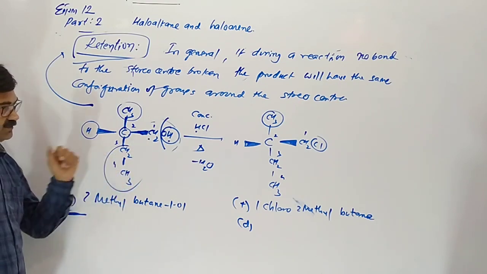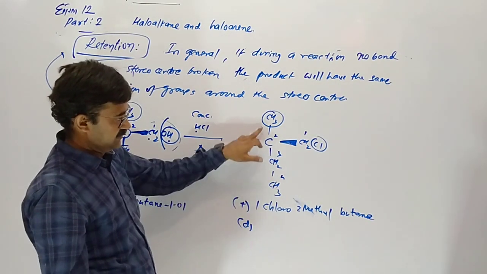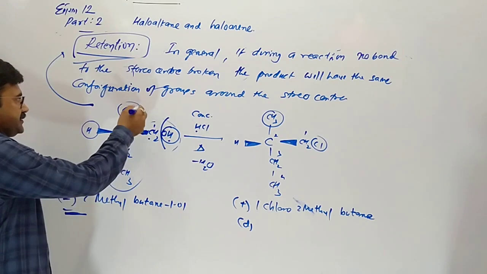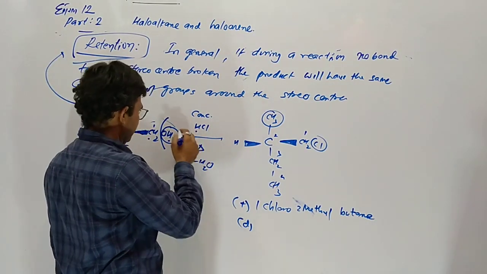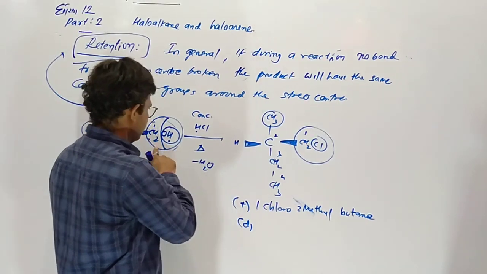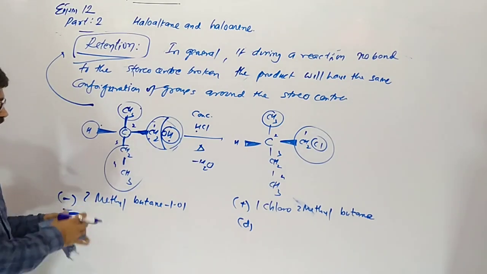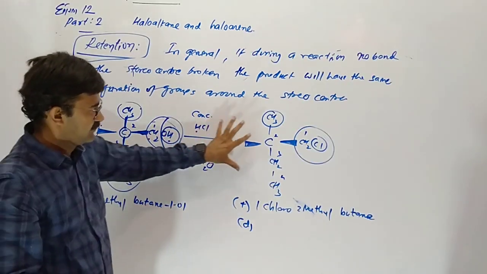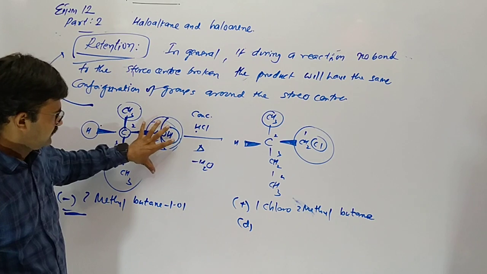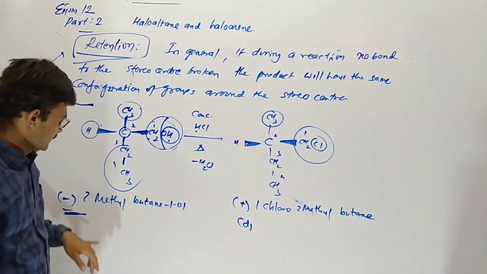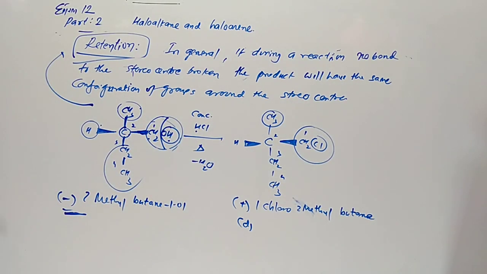This one is 2-methylbutan-1-ol, and this one is 1-chloro-2-methylbutane. Here the 3 attached groups are the same, but the fourth one is different. This is CH2OH and this is CH2Cl. So configuration, meaning the arrangement of the main groups, remains the same, but rotation can be defined only by a polarimeter. Remember, the configuration remains the same, but rotation is changed due to different groups. The compound is changed.